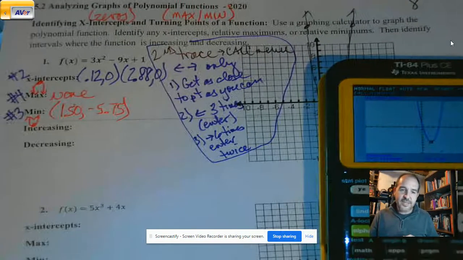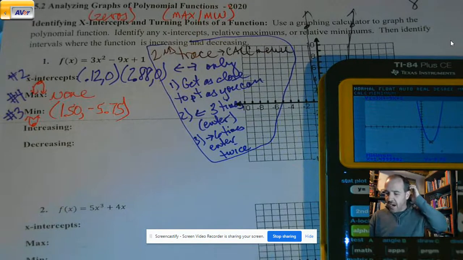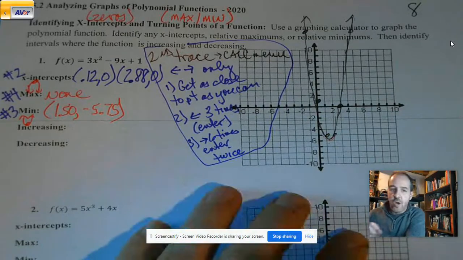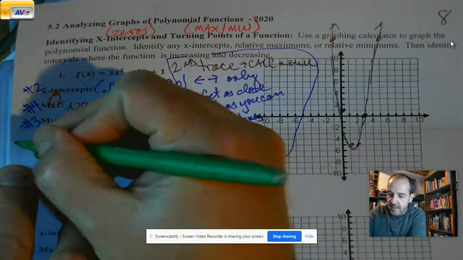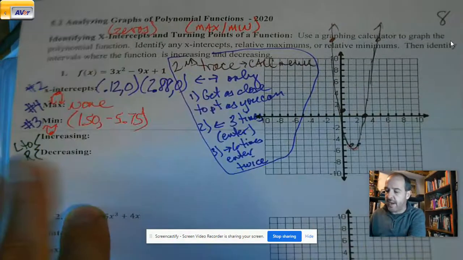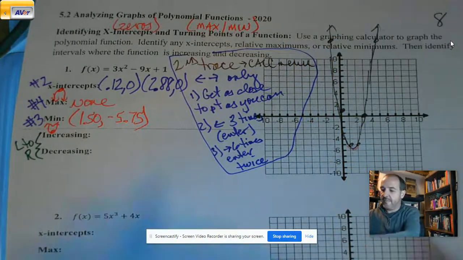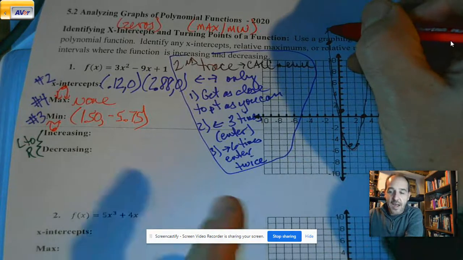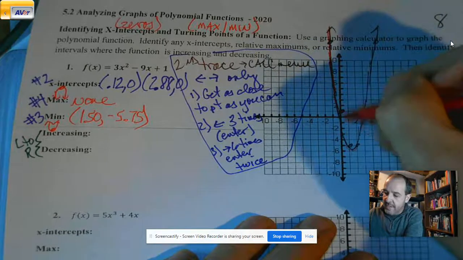Now increasing, decreasing is a little bit different of an animal. Okay. What we're going to do is we're going to break our graph into parts. So here's how this works. We're always going to be working with increasing and decreasing from left to right. So if I start here on the left part of my graph and I start tracing it, am I decreasing or increasing? Am I going down or am I going up? Well, I'm going down. And I'm going down until I get to my minimum.